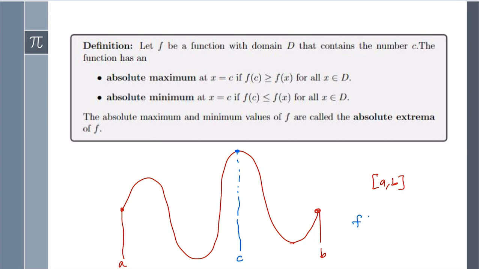So f of C in this case is greater than or equal to f of x. No matter what x value you pick in that interval, f of C is going to be the highest or largest value. So that is the absolute maximum for that function in that interval. Similarly, the lowest point in the entire domain or given closed interval is the absolute minimum. Now we have a term, absolute extrema. When we say absolute extrema, it means both max and min. That's the combined terminology for absolute maximum and absolute minimum.